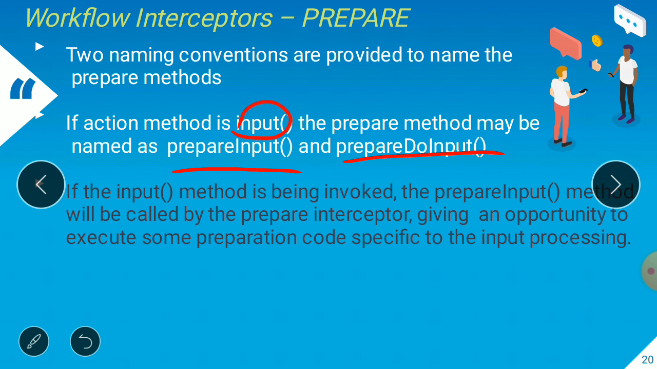Because once the prepare interceptor executes, no one is going to say that the prepare method is here or there. It automatically searches. So when it automatically searches, we have to follow the naming convention.